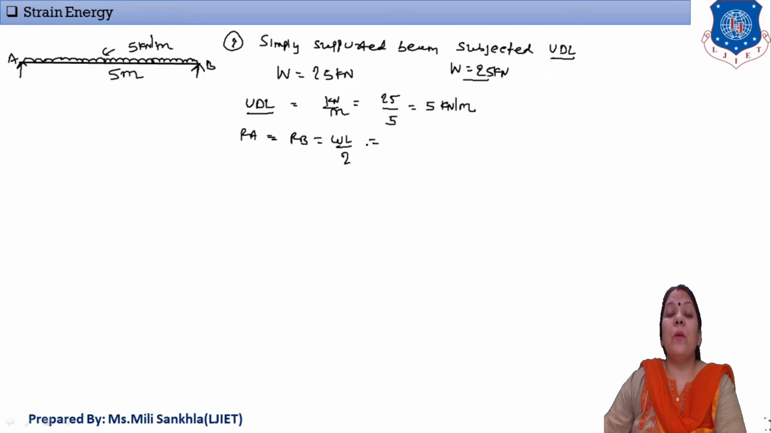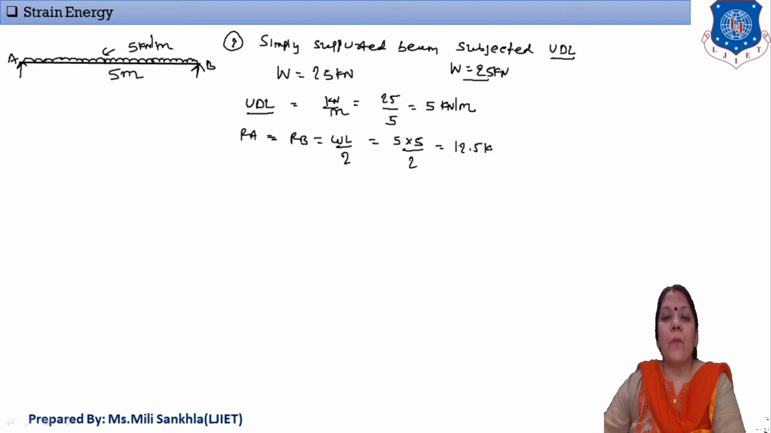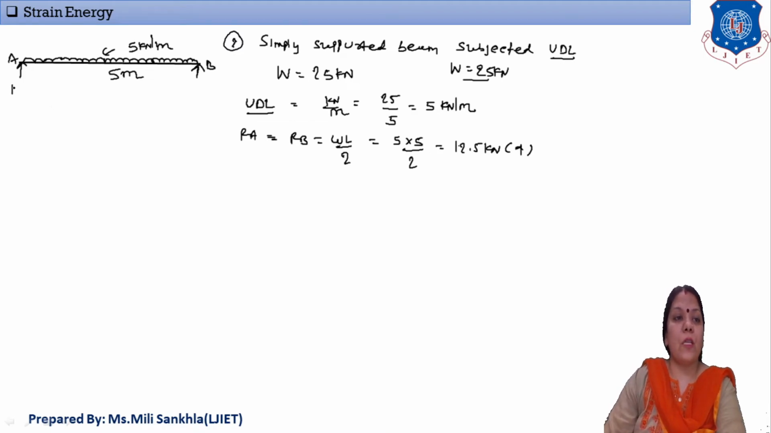If a point load is applied at the center, the reaction is W/2, and when the simply supported beam is subjected to a UDL, the reaction is WL/2. Now put in the values: W is 5, L is also 5, so 25 by 2, which is equal to 12.5 kilonewton in the upward direction. Our first support reaction is 12.5 and the second support reaction is also 12.5.